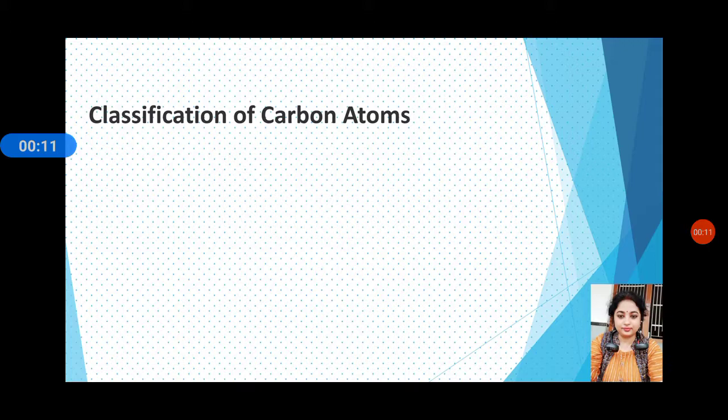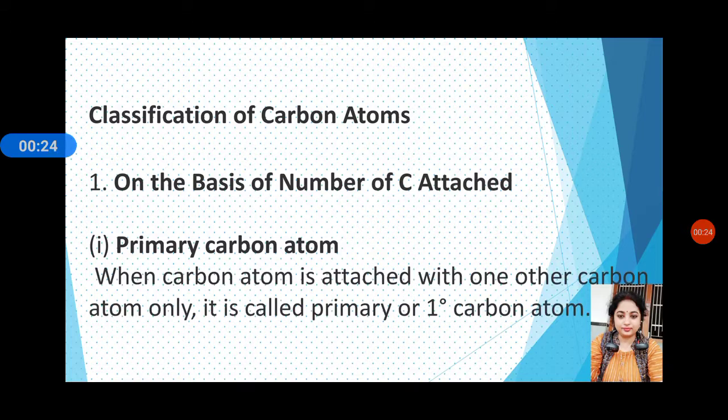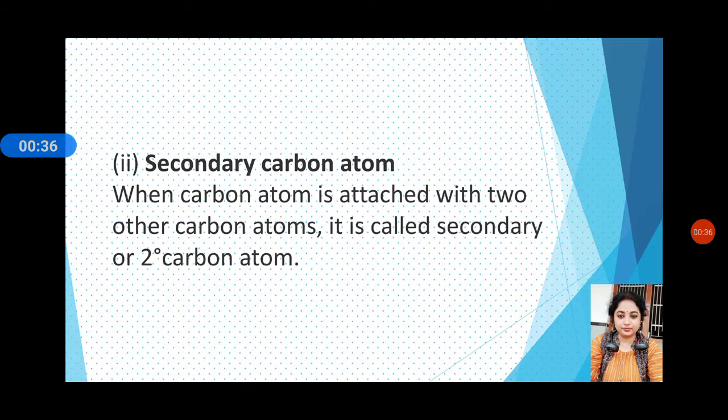Before moving to IUPAC nomenclature, first we will see the classification of carbon and hydrogen atoms on the basis of the number of carbon attached. First is primary carbon atom. When a carbon atom is attached with one other carbon atom only, it is called primary carbon atom. When a carbon atom is attached with two other carbon atoms, it is called secondary carbon atom and it is denoted as 2 degree.